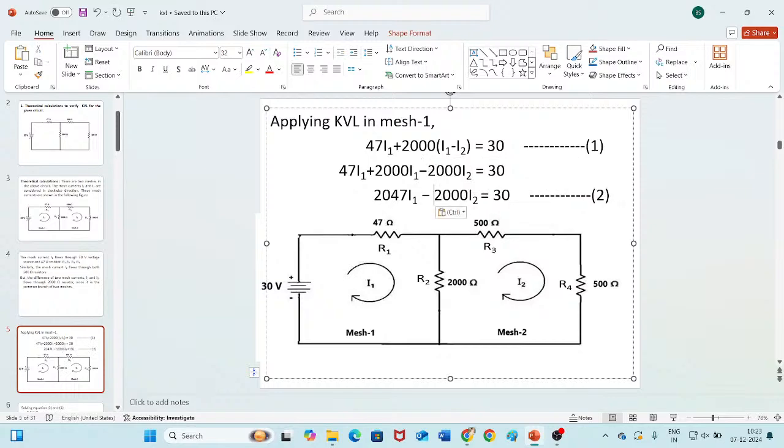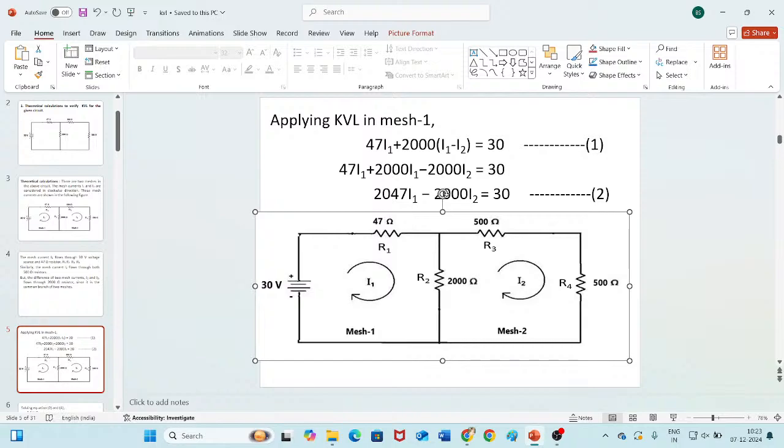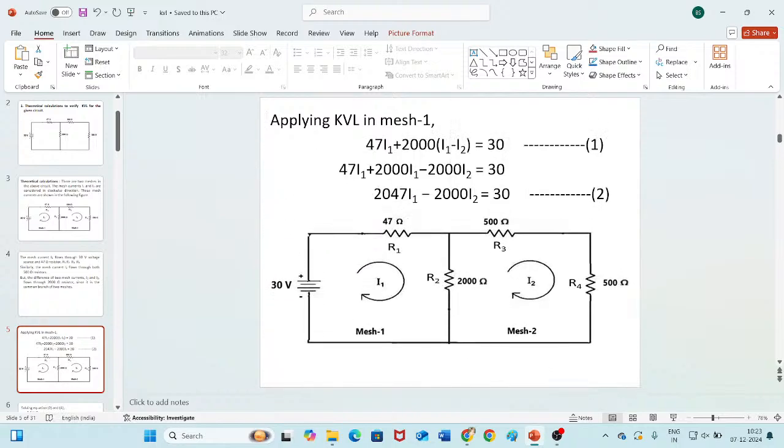This is it. Okay, so 2000 I1 minus 2000 I2 is equal to 30. Consider it as equation 2, and this first equation consider it as equation 1. Okay, you can note it down while I'm explaining so that it may be useful to you. Okay, now this is it. This is our KVL equation for mesh 1.